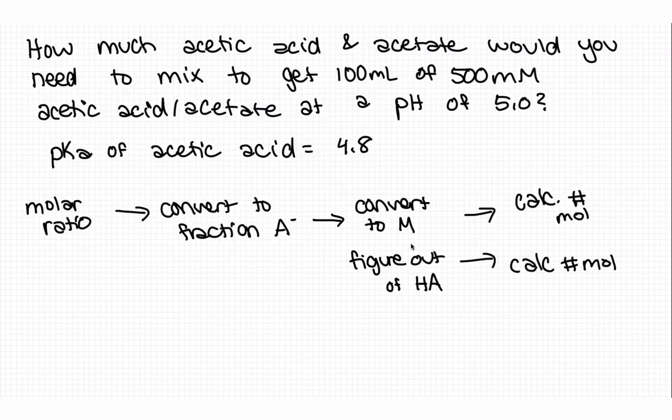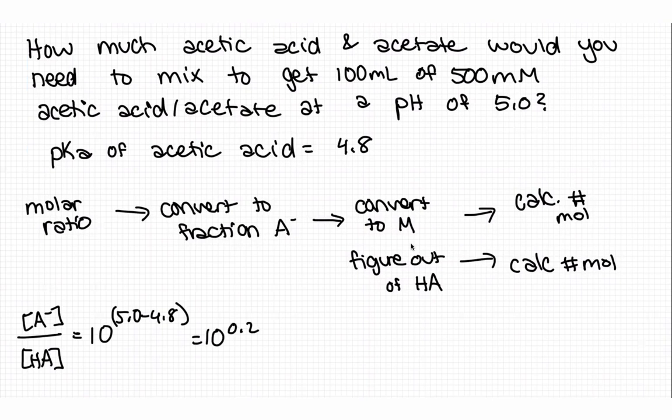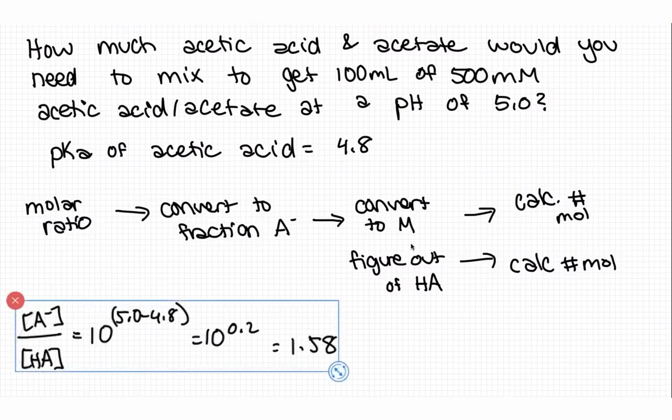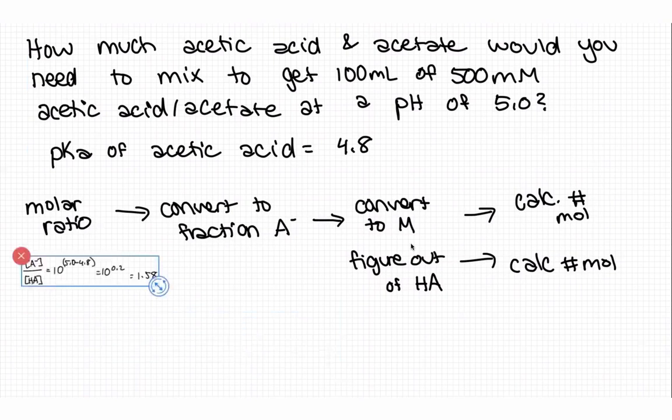So remember our molar ratio, that's going to be the parts of our base divided by the parts of our acid, equals 10 to the pH minus pKa. So 10 to the 5.0 minus 4.8 equals 10 to the 0.2. If we do that math, we end up with 1.58 parts of our conjugate base to our conjugate acid. So parts of our acetate per acetic acid. So what we just did here was find our molar ratio. And now we want to convert that to a fraction.